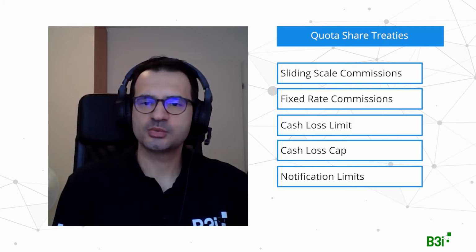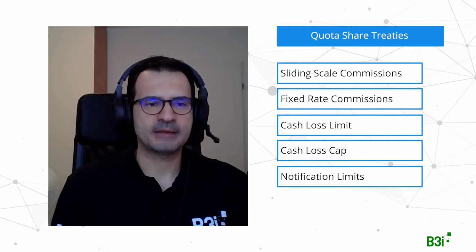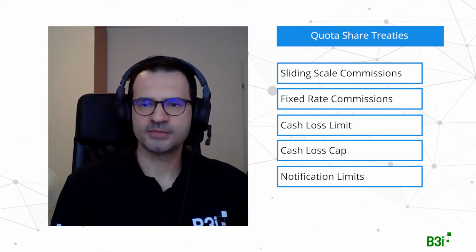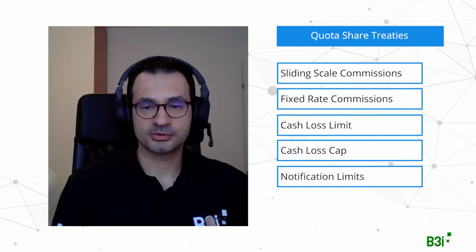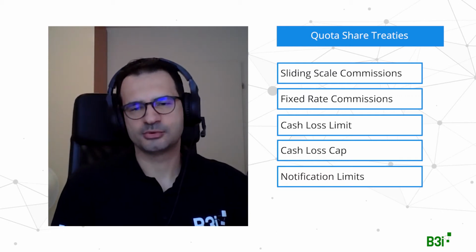So we wanted to make sure that with this release we can capture 80% of the contracts out there, and of course with every release we want to capture additional parameters to make sure we can support more and more of these contracts. That's fantastic. So we've moved from having Cat XOL contracts on B3i Re, now introducing quota share treaties with all the same functionality, and going beyond to make sure it works really well for those contracts.